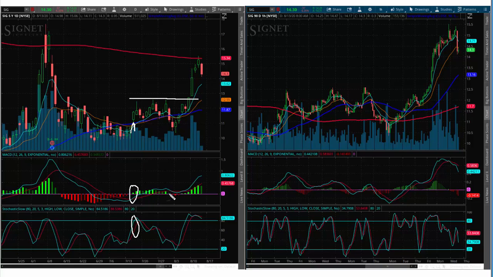Now, MACD crossed back down and it crossed back up. It was minor. We have a breakout here in the stochastic. So as soon as we get the MACD crossing back up here, the stock is back in play.